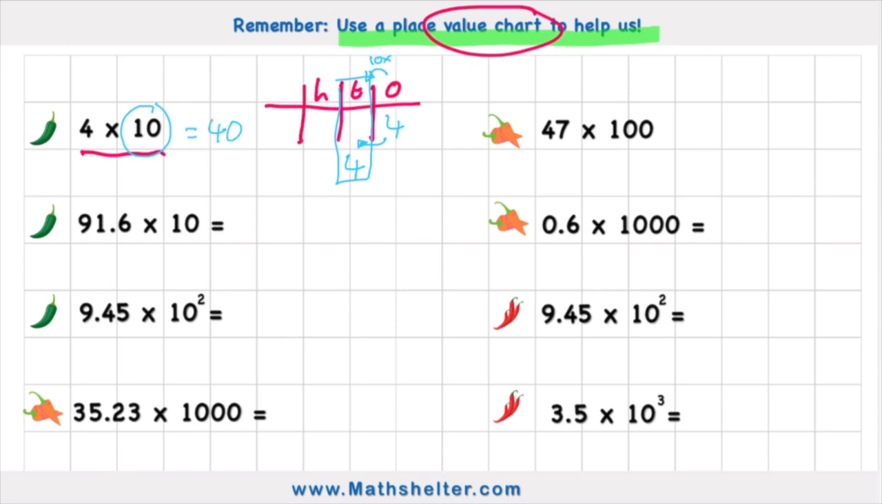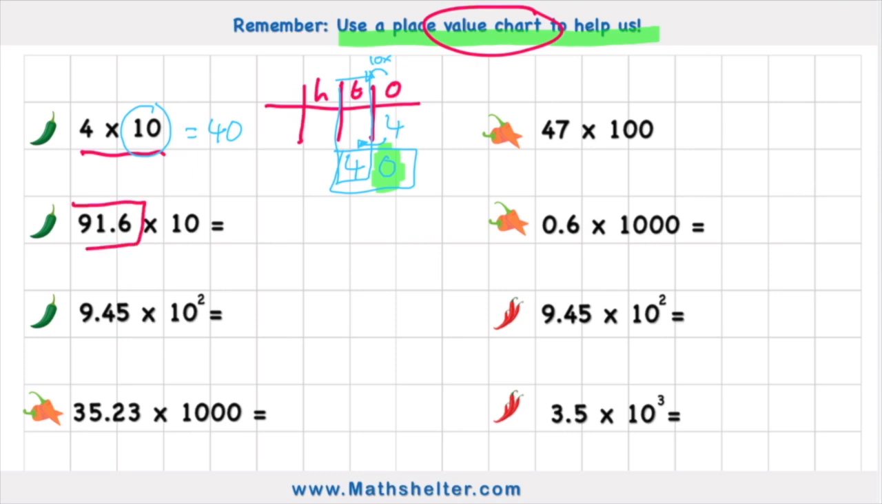So my answer is 4 tens, and 4 tens can be written as 40. Now another way to get my 40 is to understand that at the moment in my ones column I have this gap, and to fill the gap I could put a placeholder, and then again turns my answer to 40. But like I say, that was an easy start. Let's go a little bit harder.